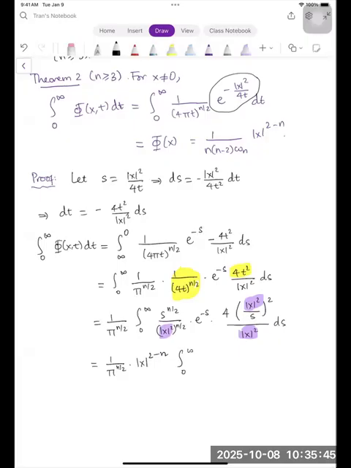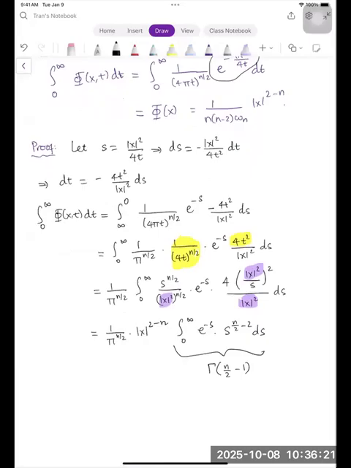Integral from 0 to infinity of e to the minus s times s to the power n over 2 minus 2 ds. And this is something called the gamma function. I'll explain, but it is gamma of n over 2 minus 1. Anyway, it's a gamma function.